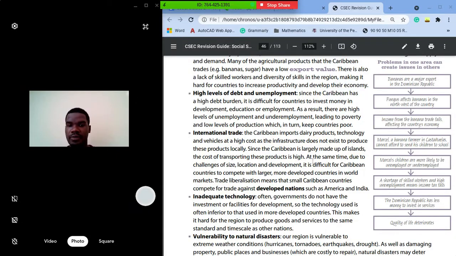So right from here: since the Caribbean is largely made of islands, the cost of transporting products is high. Because you must travel by what? Either sea or air.